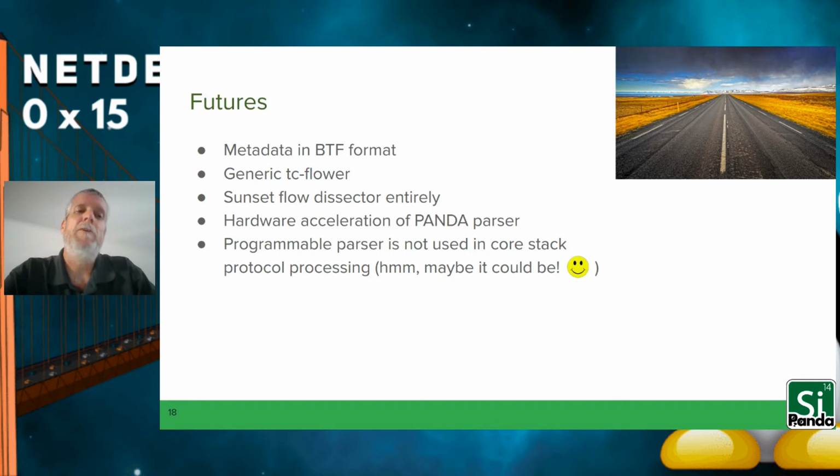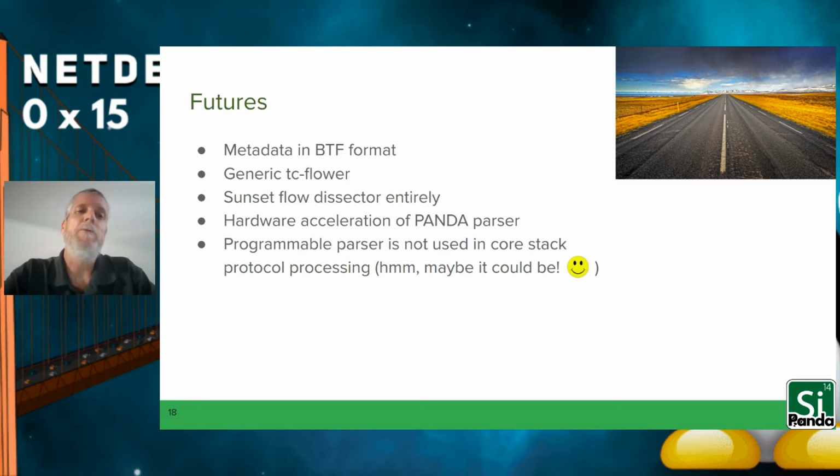If a user, for instance, has their own completely custom set of protocols, they really don't want to have to go to the kernel, make all the changes, get into the flow dissector, and go through that long path. What they want is to create this on the fly, load a programmable parser, and fix up TC flower so that they can specify the fields for their own protocols and parse them. That's the idea of generic TC flower.